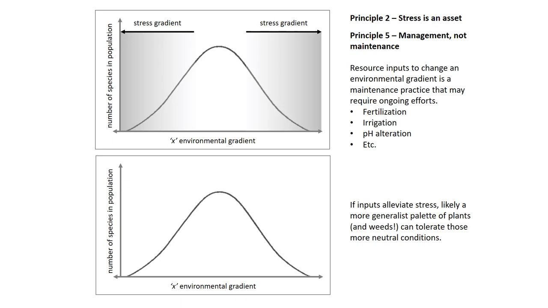We can also think about this in different ways. So this is the same curve that we have on that top image. Now we have it down here at the bottom. And if we put in different kinds of inputs to alleviate those stresses, and so we add water or we add fertility, we change the range of plants that will exist in that zone. So we're moving it to a more moderate or a more neutral condition that more plants might tolerate. But not only more desirable plants, we also increase the potential for weed pressure. So if we work at the margins, if we embrace the stress of our site, it narrows our plant palette, but it also narrows the weeds that will be competitive in that same environment.